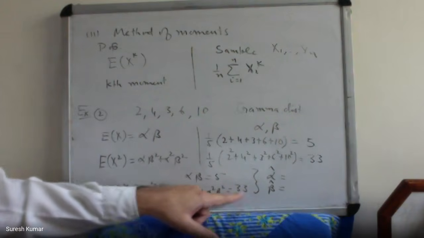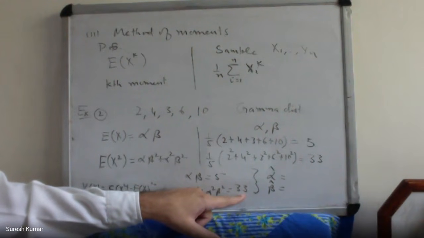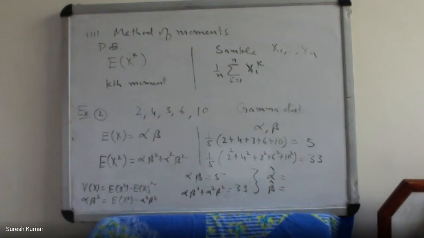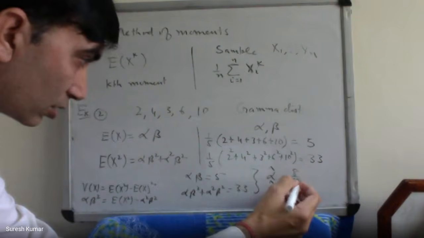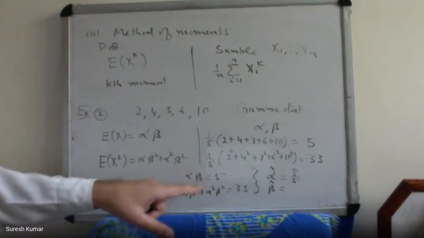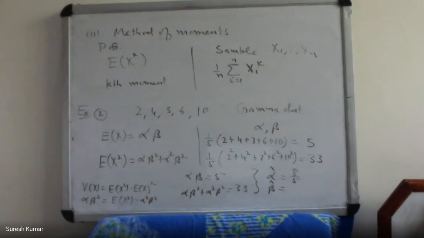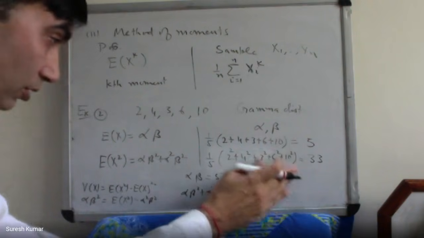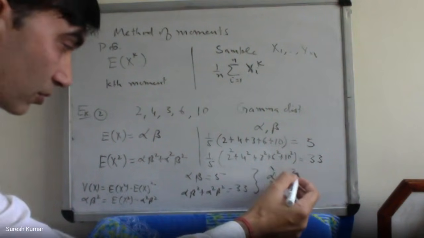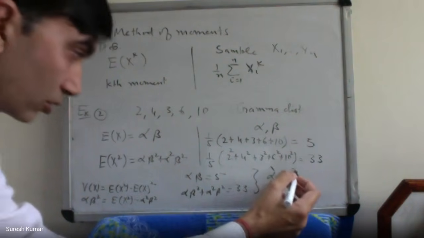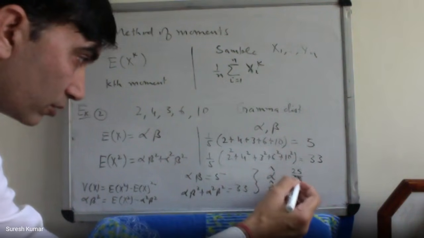It is 25 means 8. Yes, it's 8 over 5. Beta equal to 8 over 5. And alpha? Beta is 8 over 5, alpha is 25 over 8.